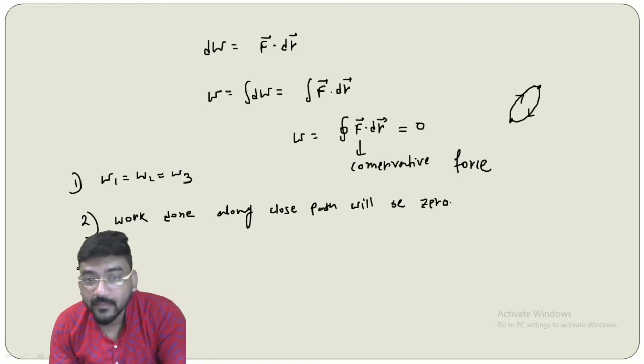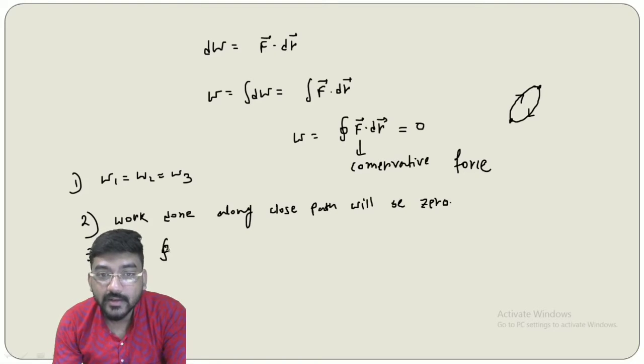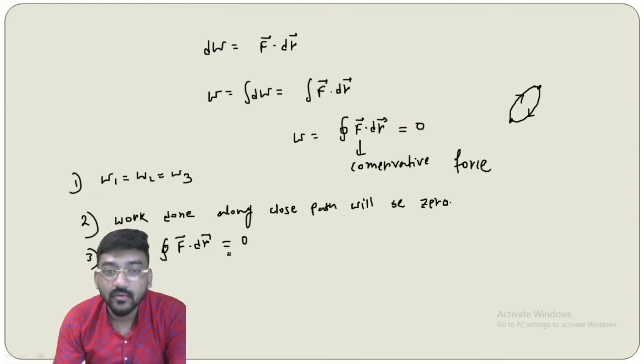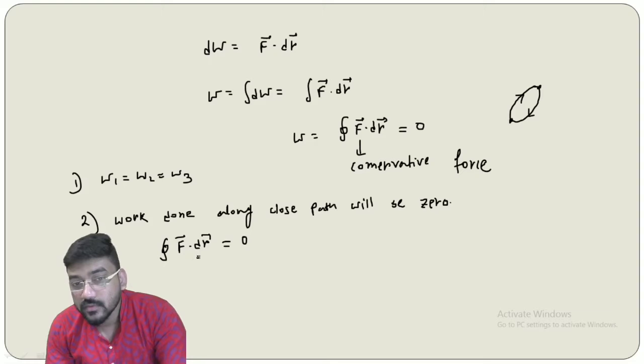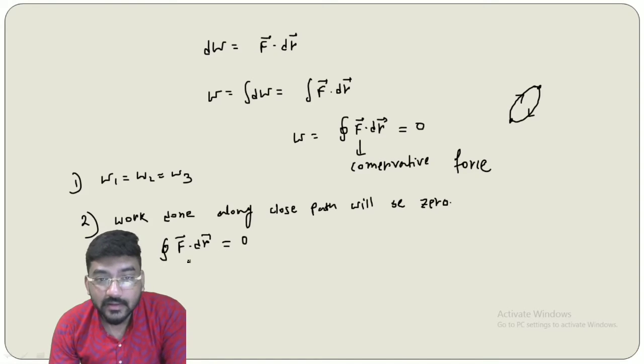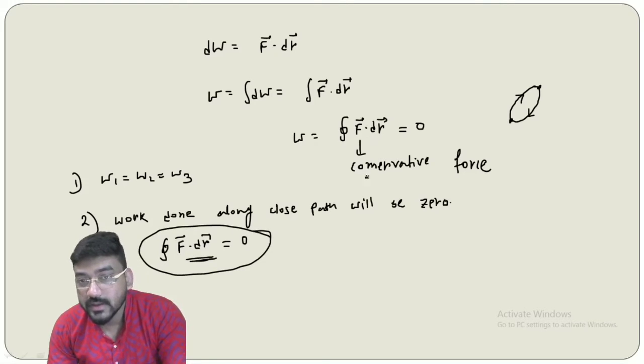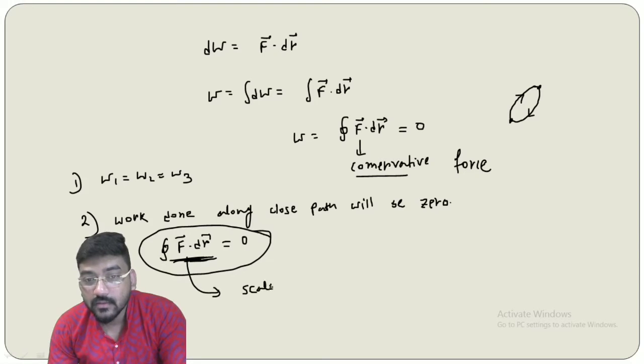And the third one is the closed line integration. In advanced class you will see that this is called line integration. So the closed path line integration of F dot dr is 0, always 0. And this will imply that if there is any conservative force field, we can write the closed path line integral of F dot dr equal to 0, and under this conservative force we will always see there is a scalar quantity.